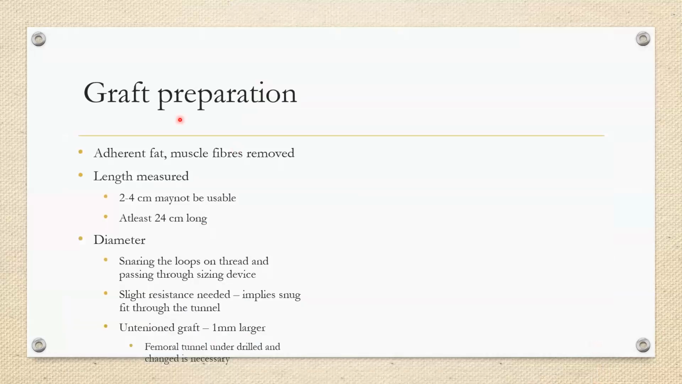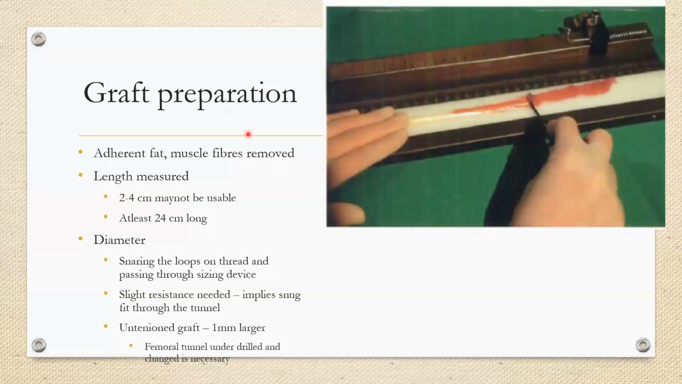So moving on to graft preparation. As you know, once the tendon is harvested, it is placed on the graft preparation board, and all the adherent fat and muscle fibers should be adequately removed. Once that is done, the length of the tendon should be measured. A point to be noted is that the proximal 2 to 4 centimeters of the tendon might be frayed and may not be usable. Hence, the tendon up to adequate length should be measured. The tendon, as discussed, should ideally be at least 24 centimeters long.